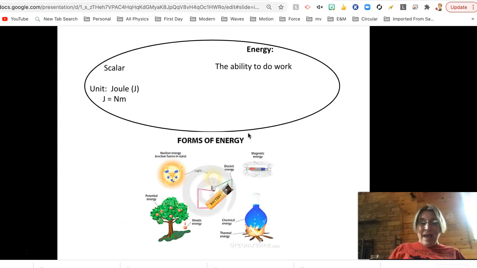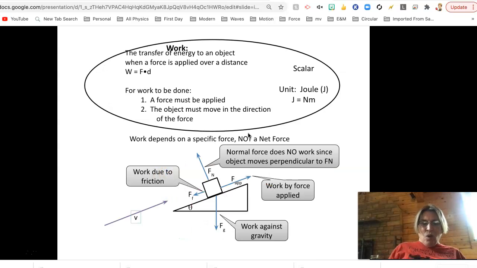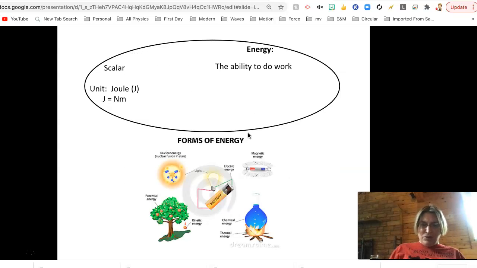Energy is like the flip side of work. So if we go back, work is how you transfer energy to an object, and energy is the ability to do work. Energy is also scalar for the same reason, and it is also measured in joules. There are all kinds of energy, but specifically in this class, we're going to concentrate mostly on the mechanical energies, which are your potential energies, and actually there are two types of those we're going to learn, and kinetic.